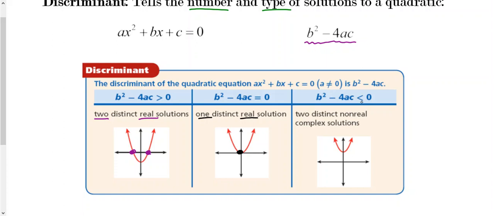If your discriminant is less than 0, so if it's a negative number, that gives you 2 complex solutions, also known as imaginary. And when you graph it, the graph doesn't touch the x-axis at all. So you can always check your discriminant answers by graphing.